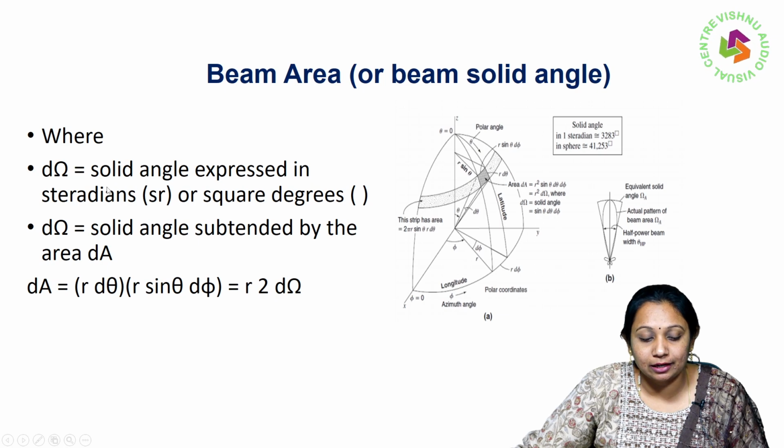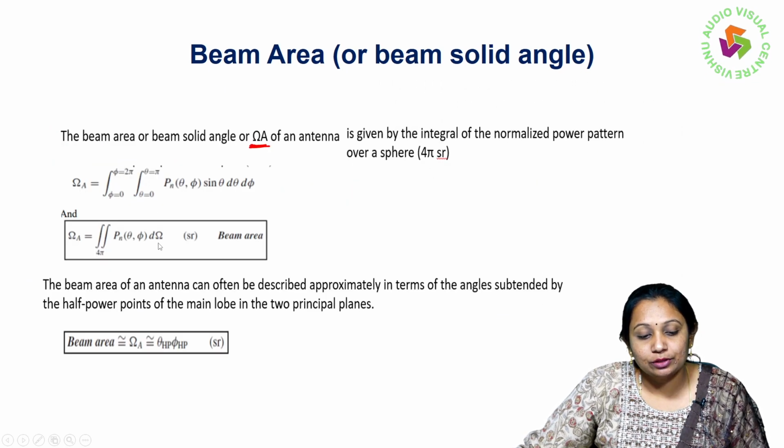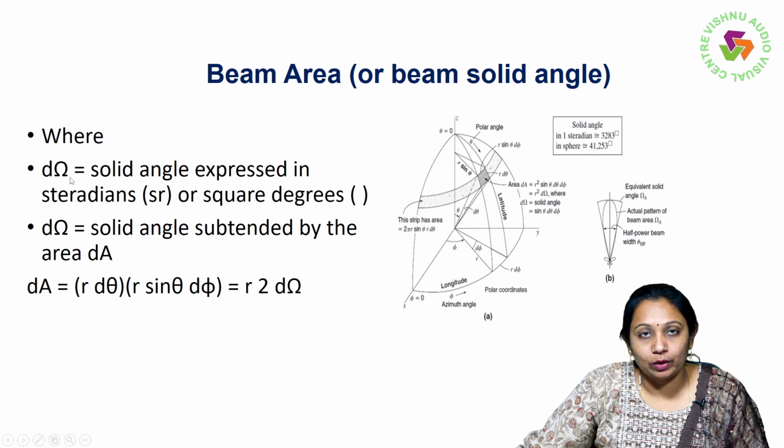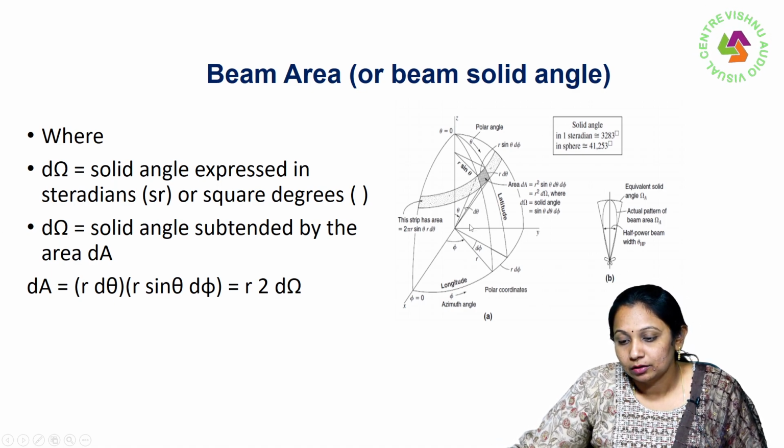Now here we always represent this with d omega, which is nothing but the solid angle. It is expressed in steradians or square degrees. So generally this steradian can be calculated from this. Let us say, for this we are going to consider the three-dimensional coordinate system.